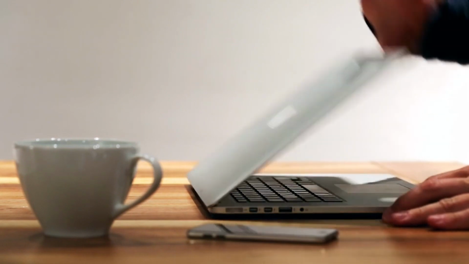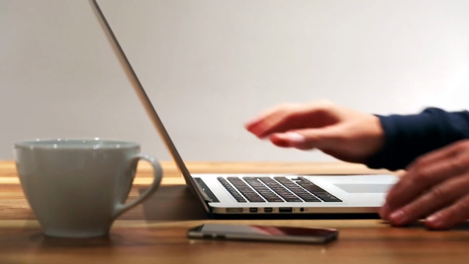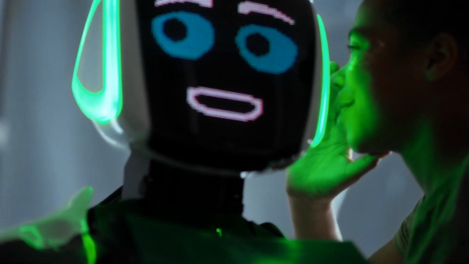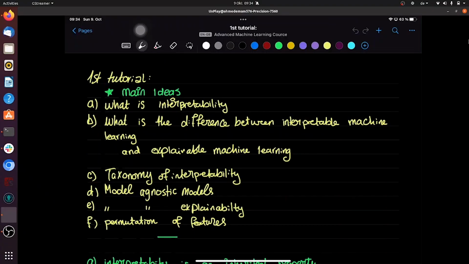Especially in this course, we are going to focus more on the explainability and interpretability methods for machine learning and for artificial intelligence in general, mainly for computer vision. Sometimes we are going to use tabular data.